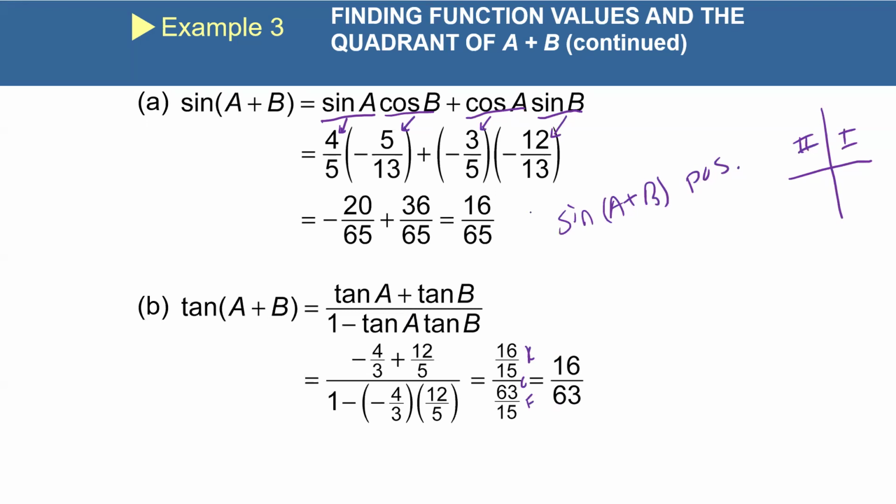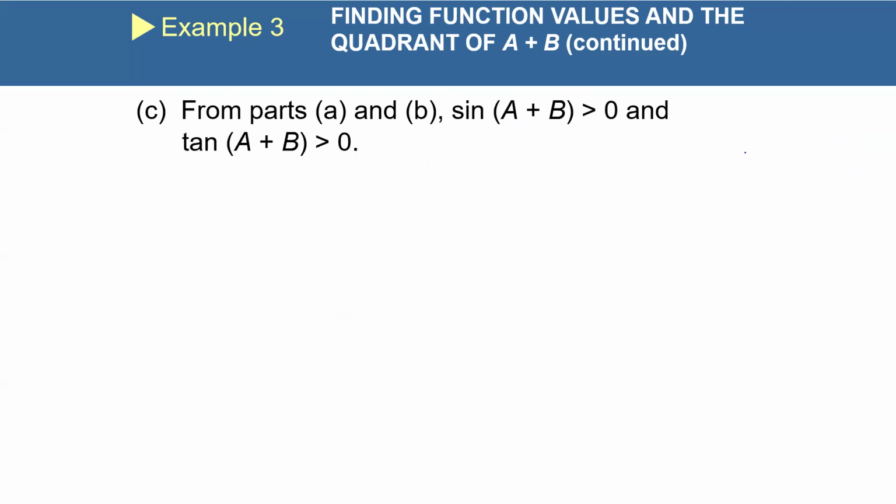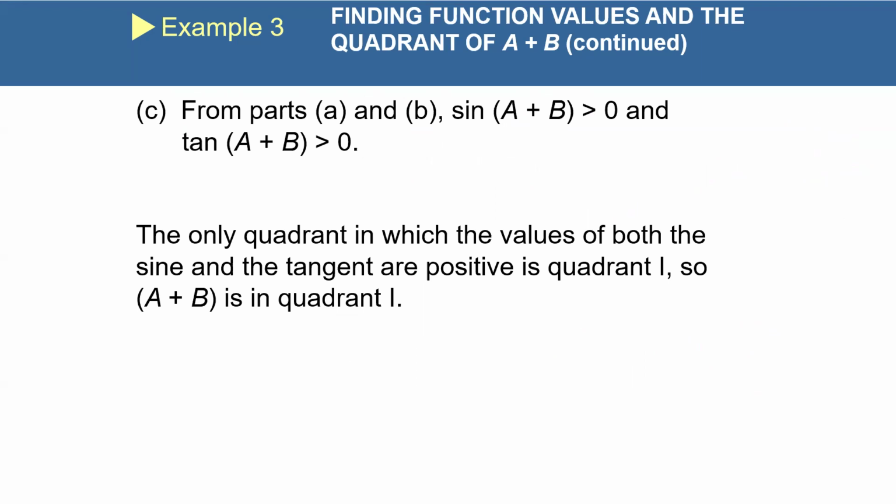So that tells us that tan of A plus B is positive. So it narrowed it down to quadrants 1 and 2, but since tan is also positive, that eliminates quadrant number 2. So to answer our question, the quadrant where sine and tangent are both positive is quadrant 1. So that means that the angle A plus B combined has to be in quadrant number 1.